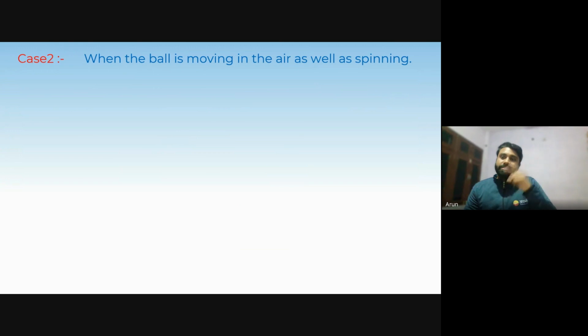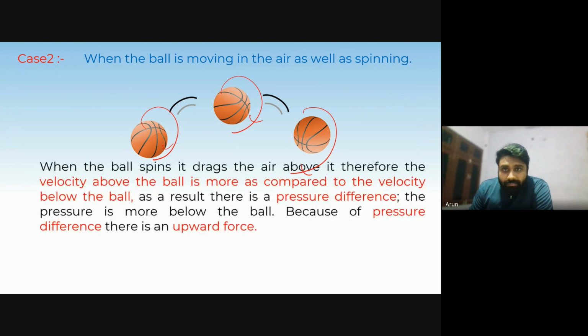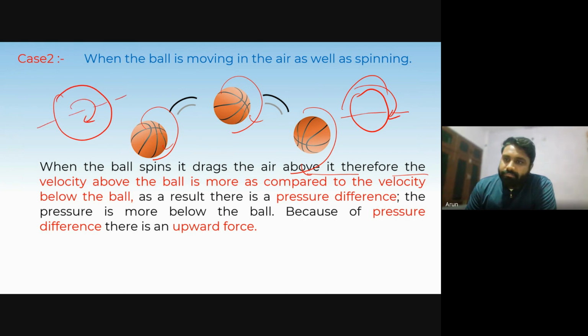But what if the ball is spinning on its own axis? Like this. Then what will happen? So when the ball spins, let's say this is the ball and it is spinning, you have to understand it. When the ball spins, it drags the air above it. Therefore, the velocity above it, because it is spinning and moving in a circular way. So the air above it, let's say we divide it into half and half, and it is rotating, spinning.